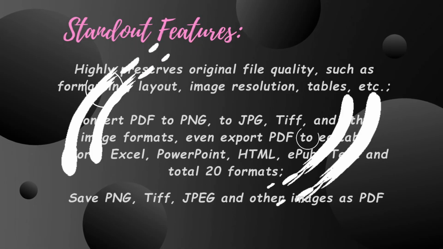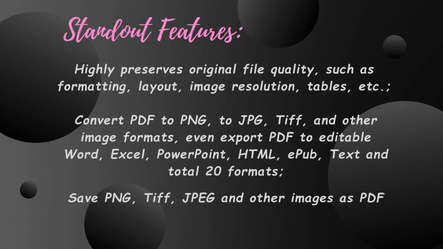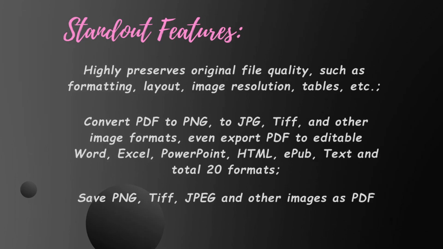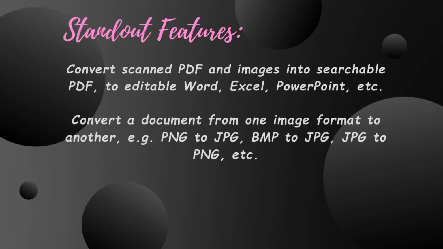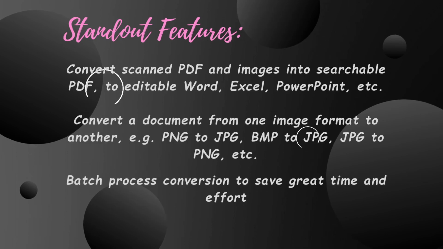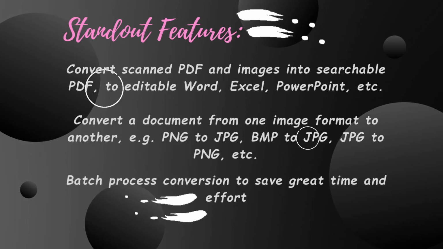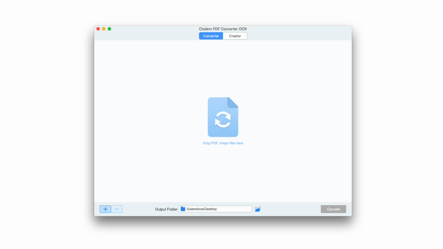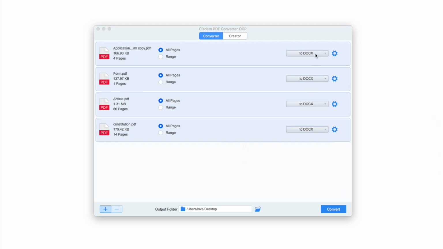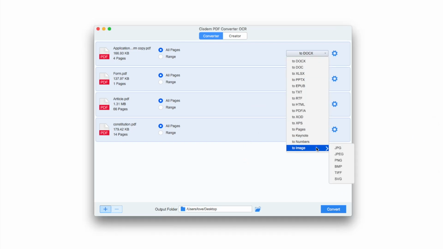Here are the standout features of System PDF Converter OCR. We can find it on System.com, download it and start your conversion. Run System PDF Converter OCR, go to Converter, directly drag and drop a PDF file or multiple files to the program. In the drop-down menu of Output Format, choose PNG under To Image.